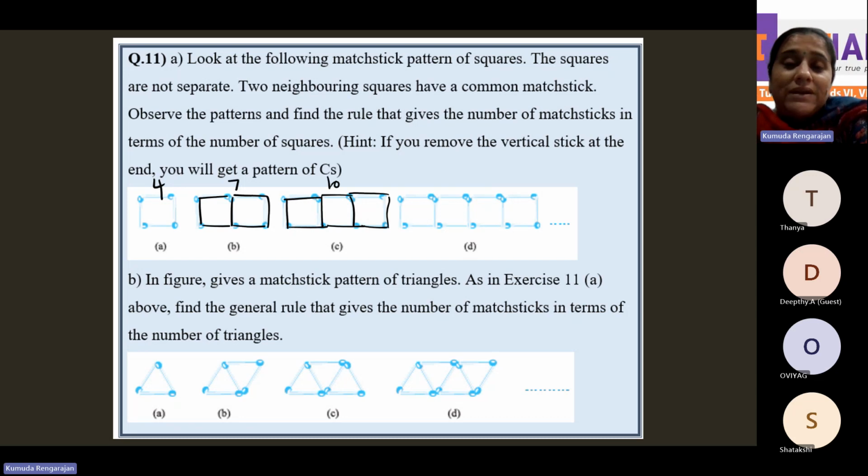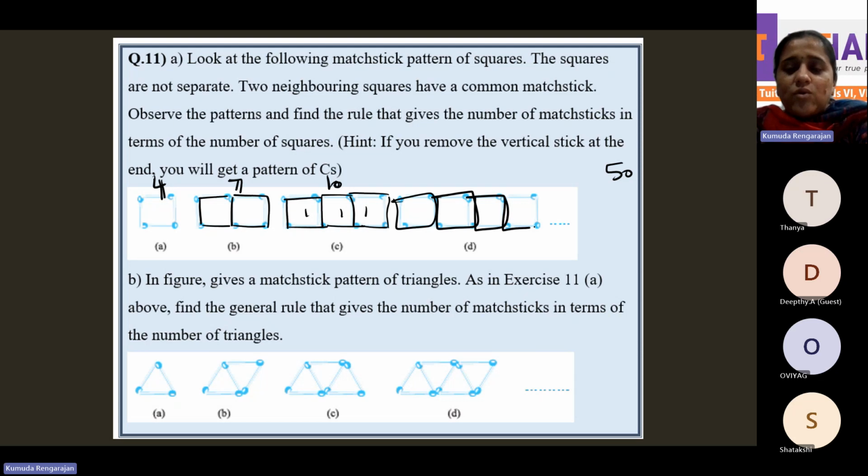No, not independent. Now we understand that to make 1 square like this, you need 4 sticks. To make 2 squares, you need 7 sticks. To make 3 squares, you need 10 sticks. Now, supposing you need to make 50 squares like this. How many sticks you need is the question. For that, you should construct a rule.